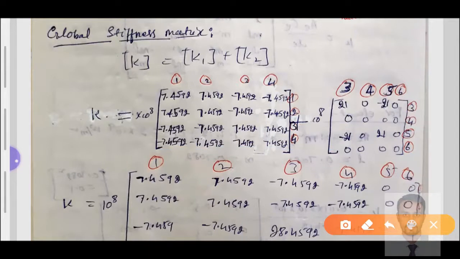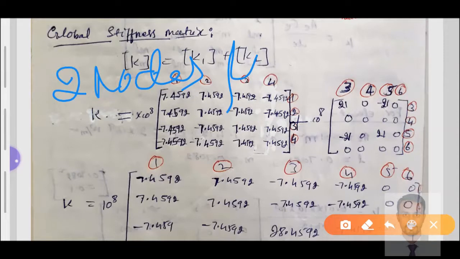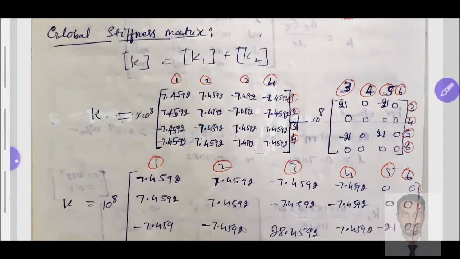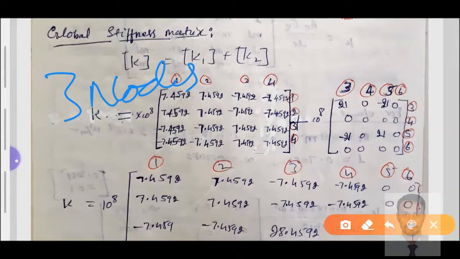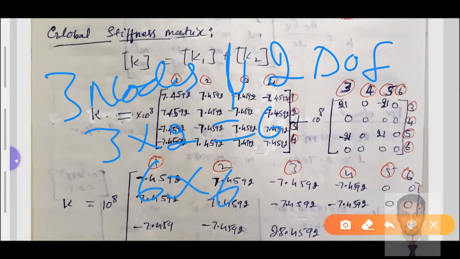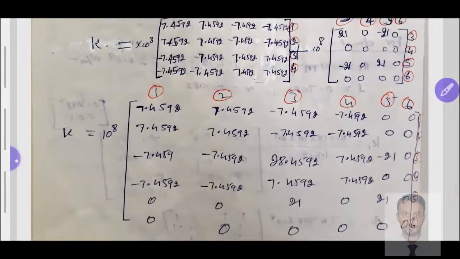So how many nodes do we have? Two nodes, and each node has 2 degrees of freedom. We have a 4 cross 4 matrix, right? So for an element, we got this elemental stiffness matrix. Similarly, when I consider the whole truss, 3 nodes are there, and each node has 2 degrees of freedom. Finally, the global stiffness matrix will be 3 into 2, which is equal to 6. A 6 cross 6 matrix we will get, right? So we have a 6 cross 6 matrix here.